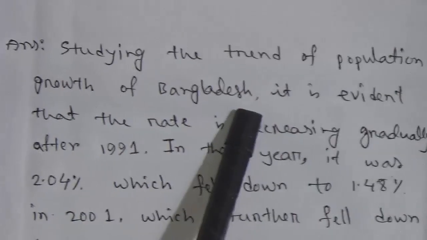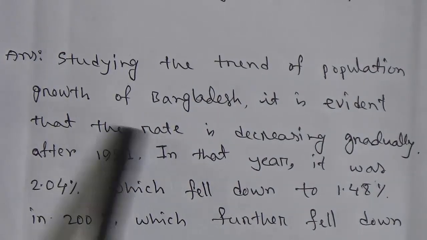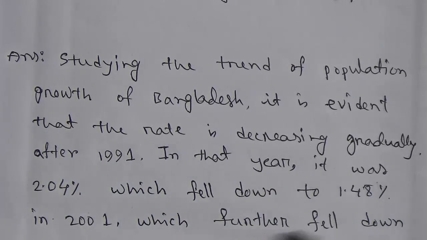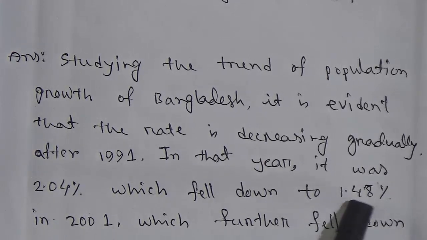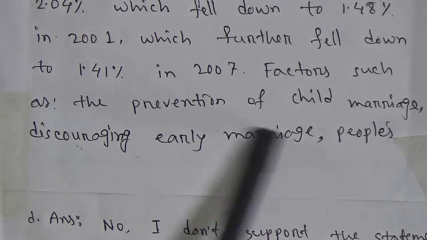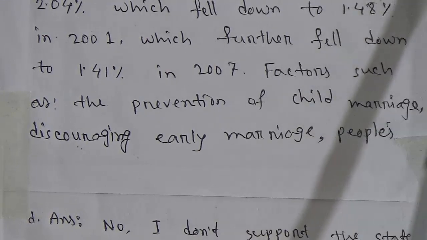Okay. So come to the answer. Studying the trend of population growth of Bangladesh, it is evident that the rate is decreasing gradually after 1991. So 1991 is a remarkable period of time, right? In that year it was 2.04%, which fell down to 1.48% in 2001, which further fell down to 1.41% in 2007.